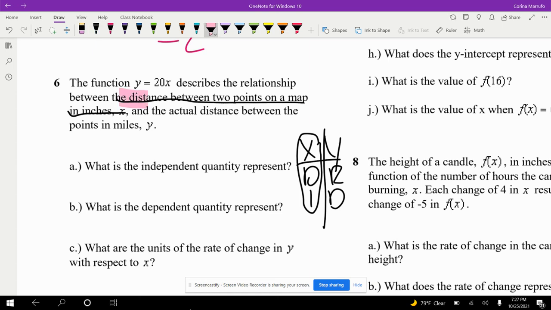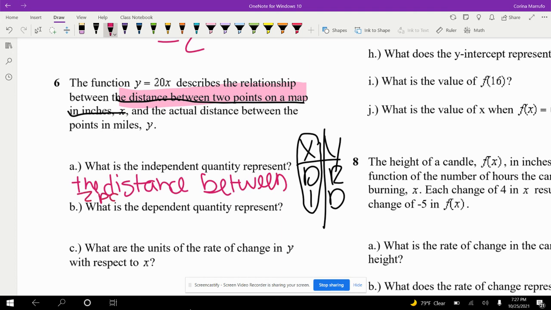Let me go ahead and highlight that: the distance between 2 points. And the actual distance between the points in miles, this one is going to be our y, which is our dependent variable. So the actual distance.